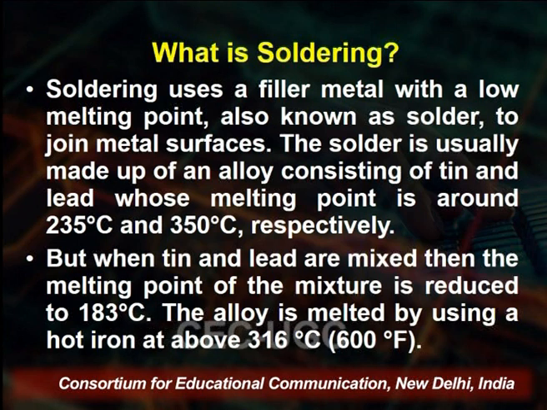But when the tin and lead are mixed, the melting point of the mixture is reduced to 183, and that alloy is melted by using the hot iron at about 316 degrees centigrade. So, soldering basically uses a filler metal to connect the various electronic devices. Now, as a solder cools, it creates a strong electrical and mechanical bond between the metal surfaces, and this bond allows the metal parts to achieve electrical contact while held in place.